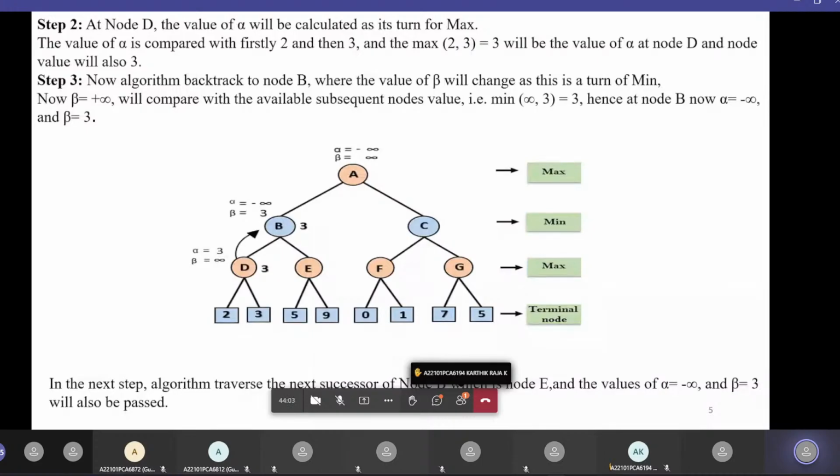For the minimizer, let us see what to do here. Between 5 and 9, the minimizer value will be 3. So here, alpha will be minus infinity and only beta will be updated, because beta's value is the minimizer value, 3.